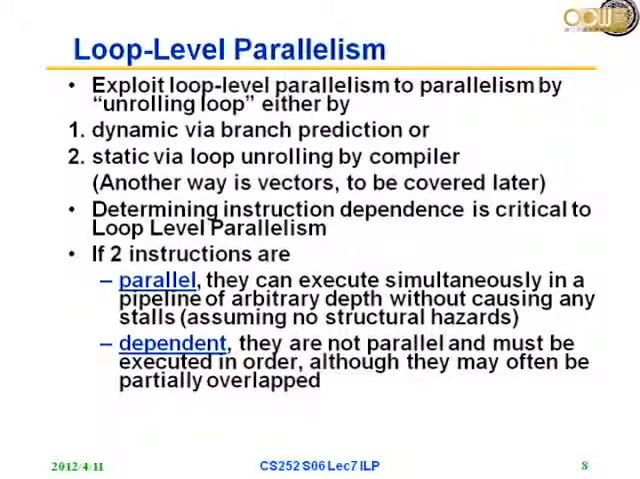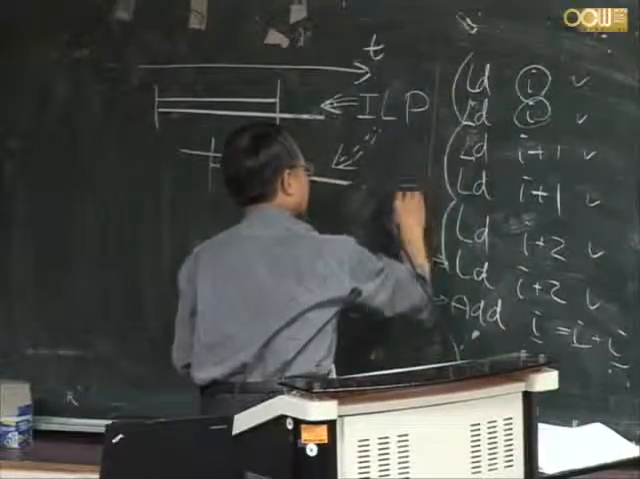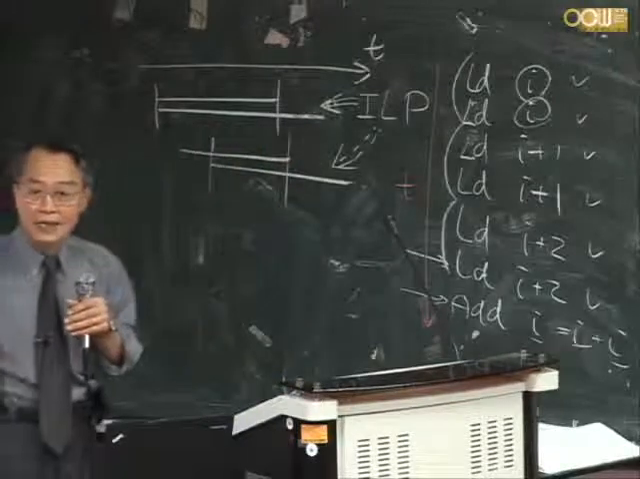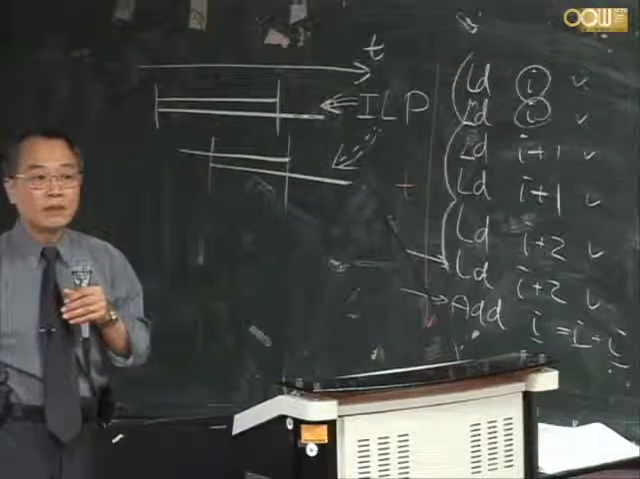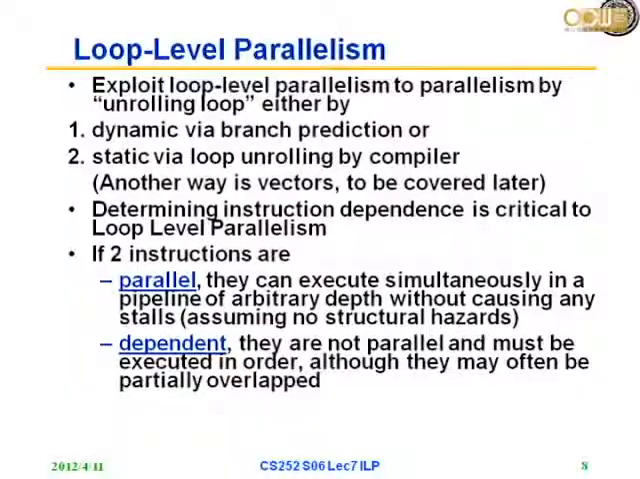Okay, so loop unrolling can be done via dynamic branch prediction or static. Is this dynamic or static? Assuming that this is the time axis, tell me if this is a result of dynamic or static loop unrolling. Come on, use your mind. Give me a guess. What? Static?